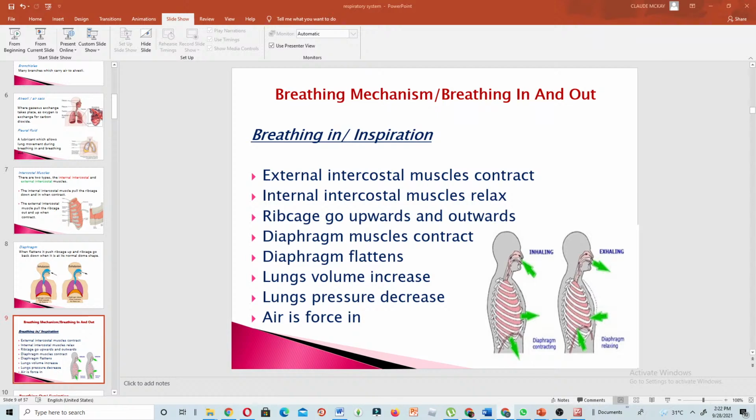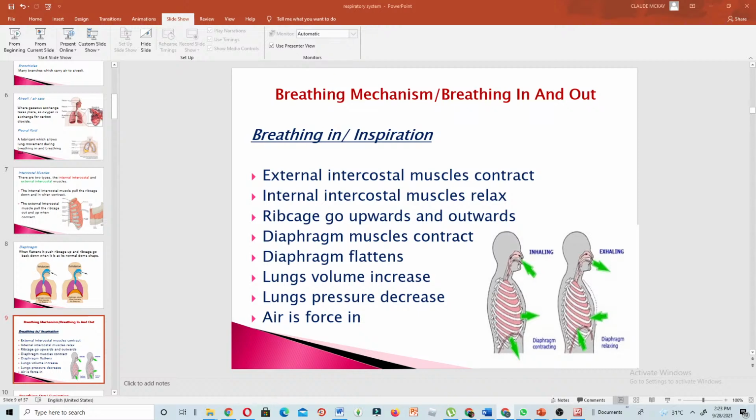As for the lung volume, it increases. And common sense must tell you that whenever you're breathing in, the volume of the lungs needs to increase, because the lungs are now taking in air. So the fact that the lungs are taking in air, the only way they can take in more air is by increasing in size.